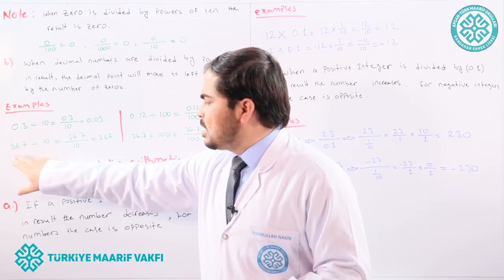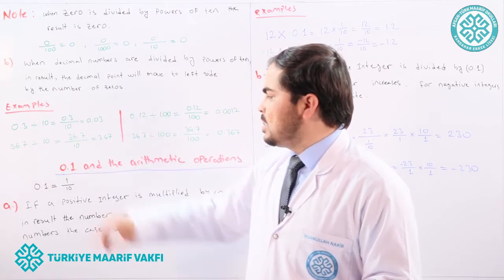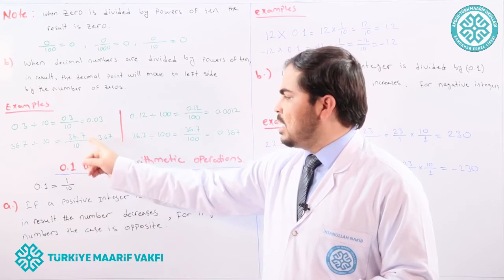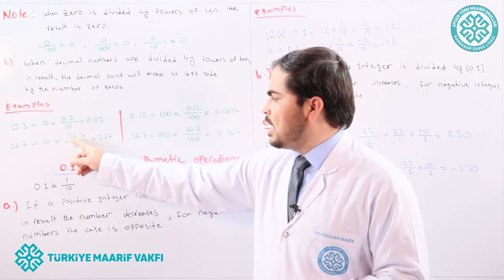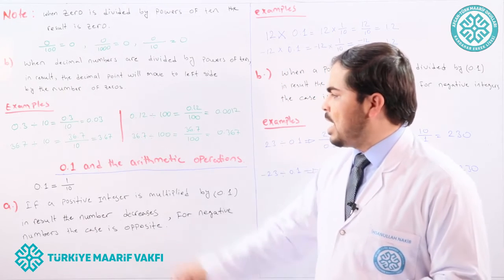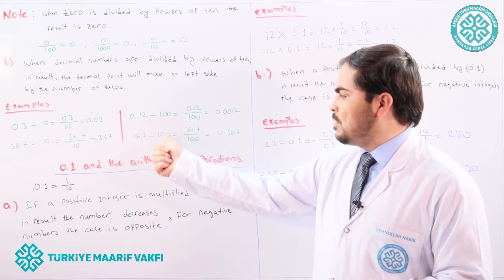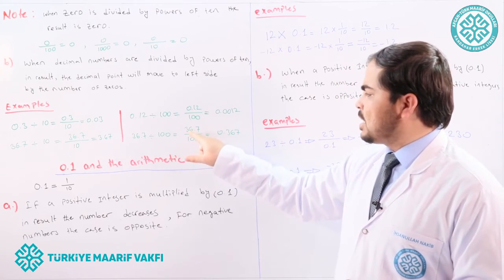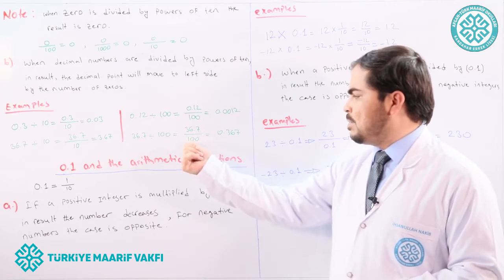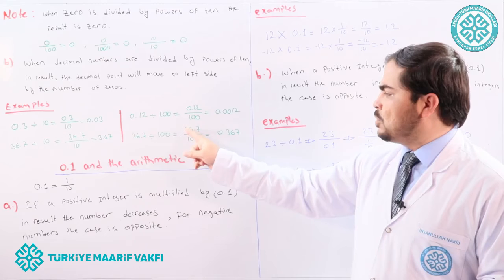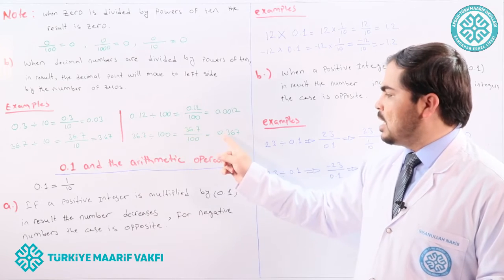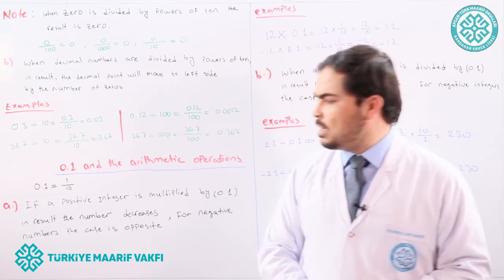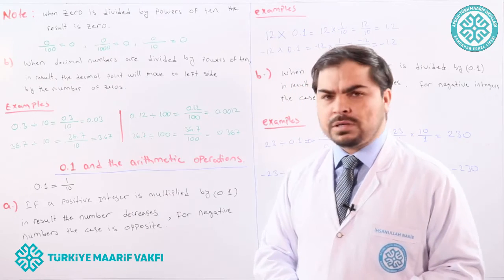We have 36.7 divided by 10. We can write it as a fraction, 36.7 over 10. The point will move to the left side, and it will become 3.67. Again, we have 36.7, this time divided by 100, or 10 to the power 2. We will write it as a fraction, 36.7 over 100. The point will move by 2 digits, which means it will come here to the left side. It will become 0.367.